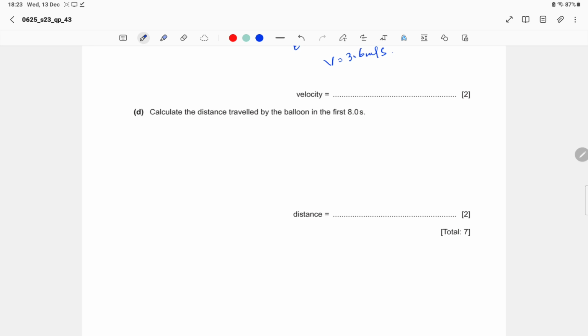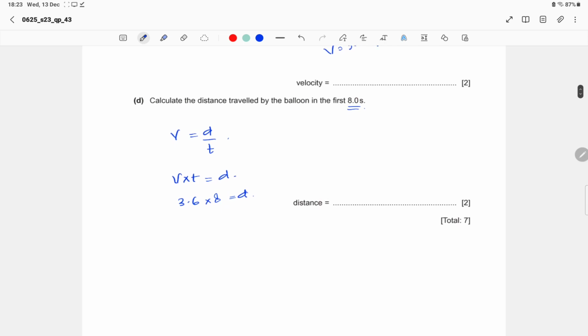Calculate the distance traveled by the balloon in the first 8 seconds. So again, speed equals distance divided by time, so we need to find out the distance. Velocity times time is distance. Velocity is given 3.6 and 8 seconds. Just a second. We need to find out the average speed for this. So we have to do it the other way around. It's going to be average speed times total time taken equals total distance. So we have to apply this formula.